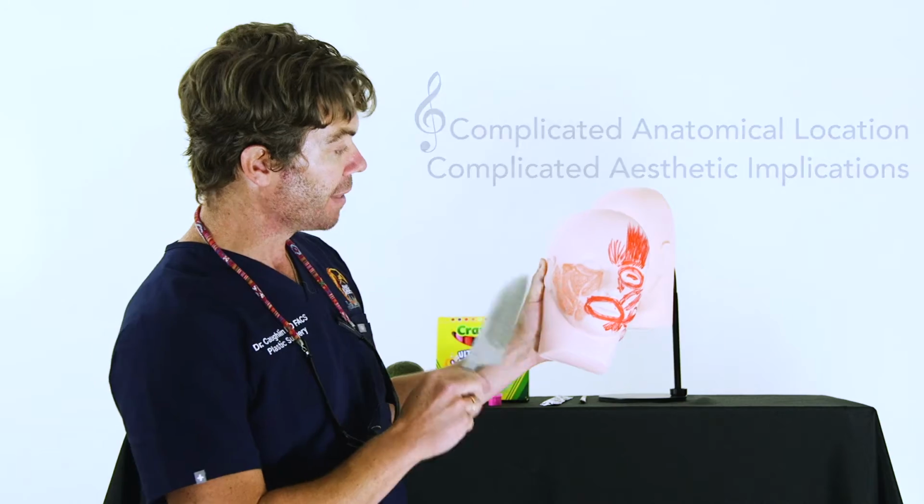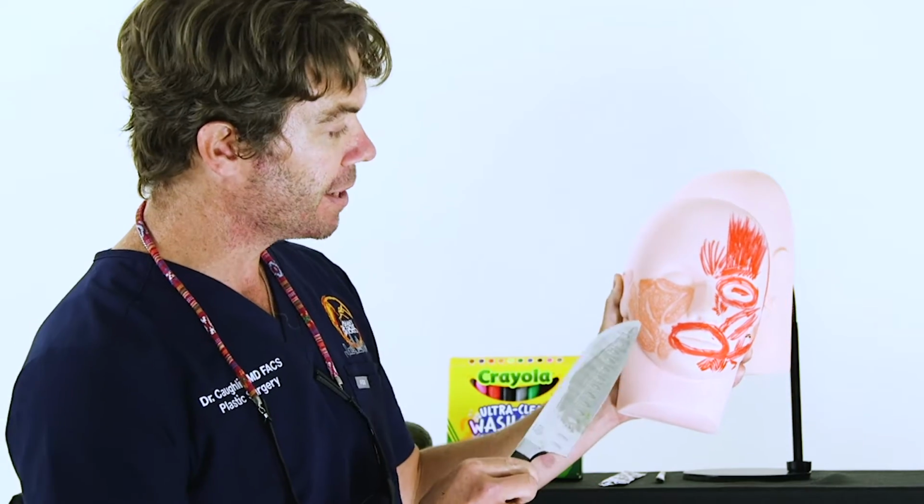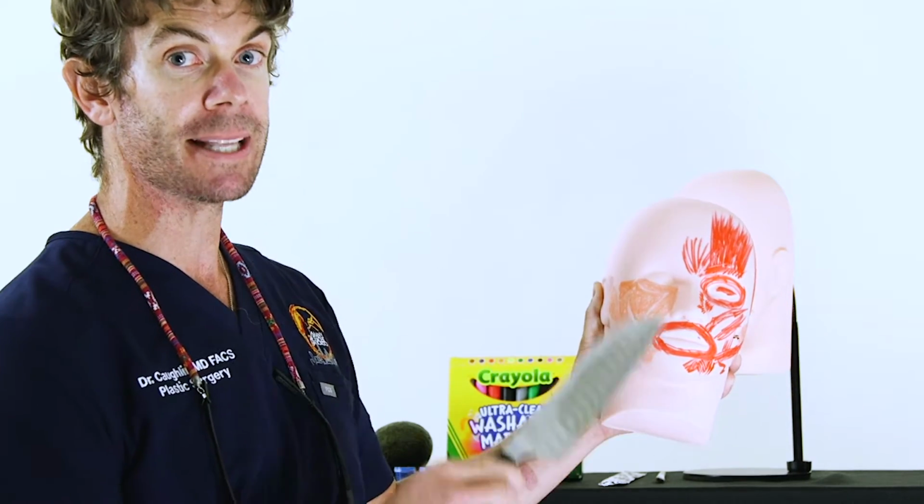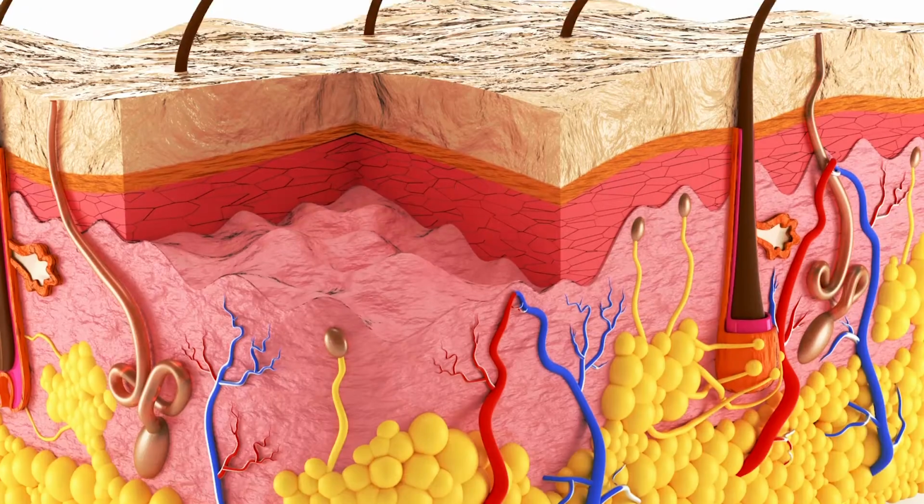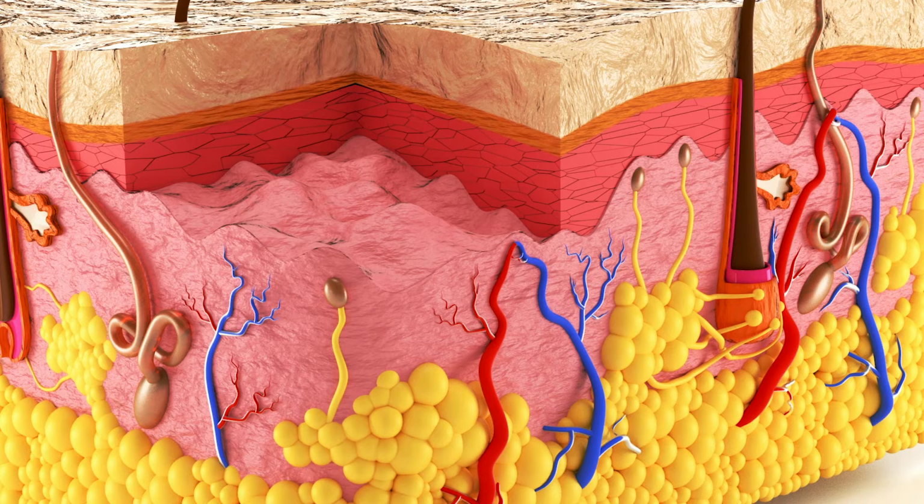But okay, so I drew this before we started. These are the superficial fat pads in the face. So it goes skin, dermis, superficial fat pads. This is not the buccal fat pad. This is where we put fillers. This is where we do fat transfer. This is what makes the skin look nice and plump.